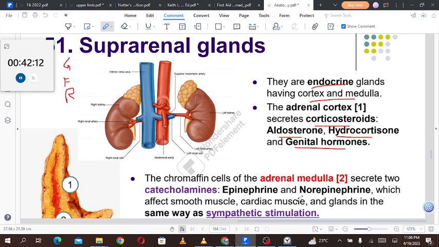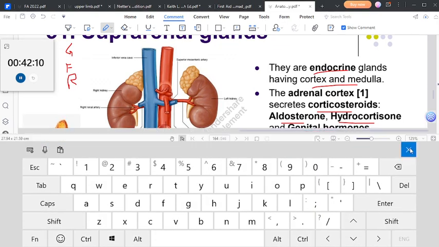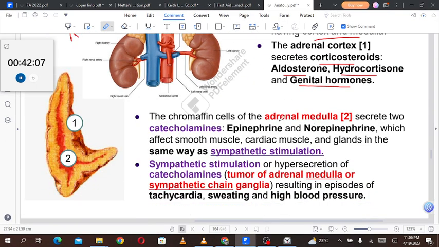The chromaffin cells of the adrenal medulla secrete two catecholamines, epinephrine and norepinephrine, which affect the smooth muscles, the cardiac muscle, and the glands in the same way as sympathetic stimulation, because in sympathetic stimulation there is excessive norepinephrine in the synaptic clefts. Epinephrine and norepinephrine both function in a somewhat similar fashion, and resultantly there will be a sympathomimetic effect of these two catecholamines being secreted into the circulation. The pale portion is the cortex, while the inner red portion is the medulla in this picture.